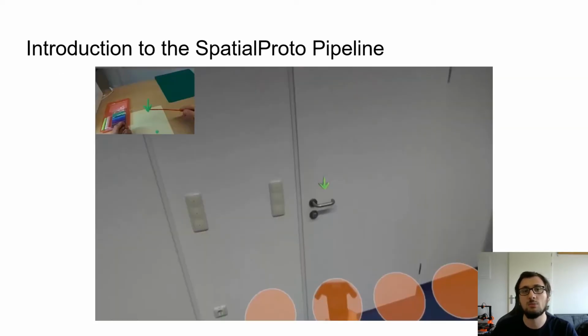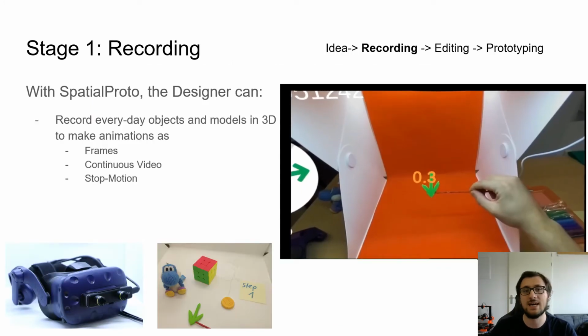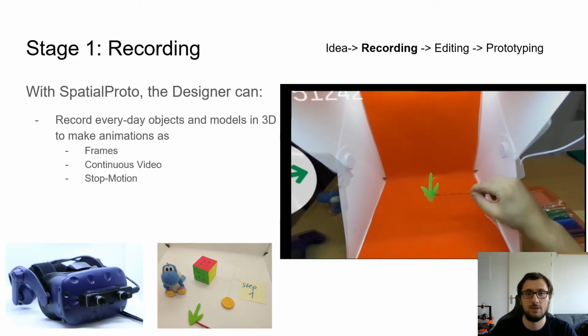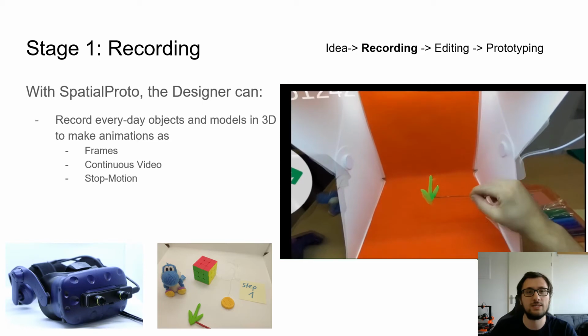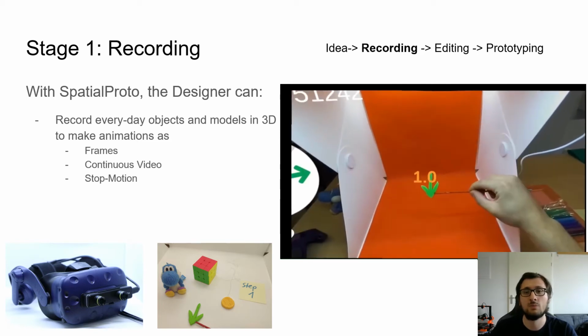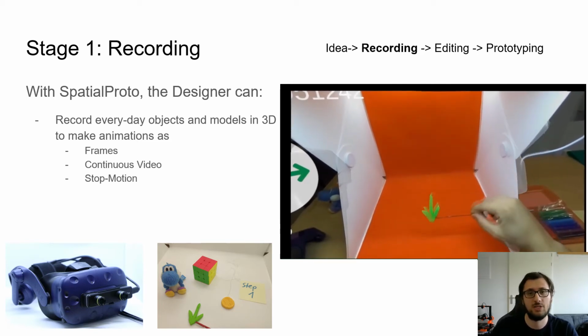Let's now talk a little bit more about the functionality and workflow of SpatialProto. We will showcase how a designer created part of this highlighting prototype we saw at the beginning, in this case the animated arrow. After a designer has come up with an idea for a prototype and animation, they go through the three stages of the SpatialProto pipeline: recording, editing, and prototyping.